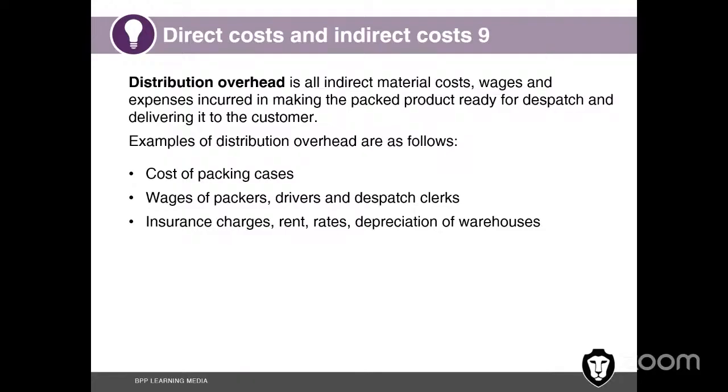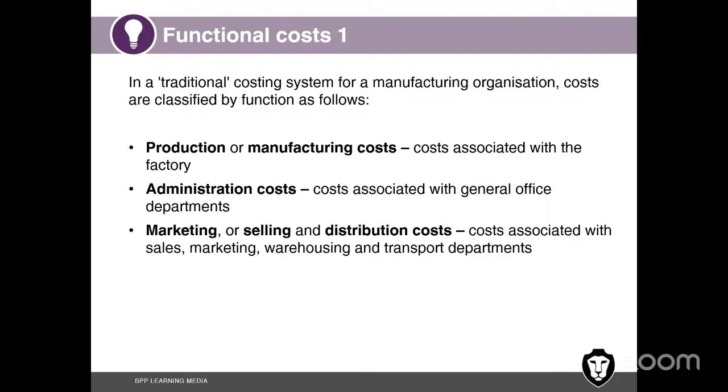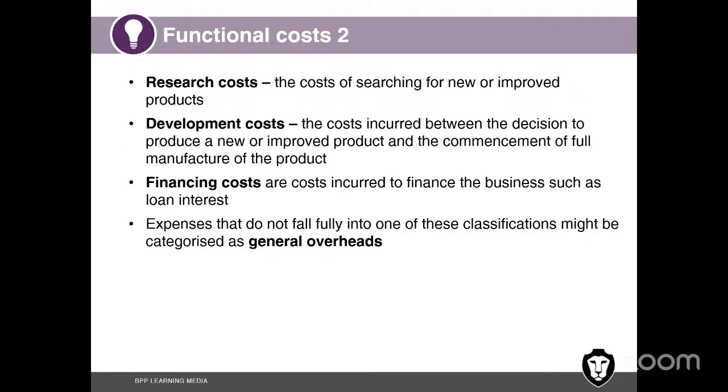So now that we have gone through direct costs and indirect costs, the other type of cost you might hear is what we call functional costs. In a traditional costing system, you're basically going to have production or manufacturing costs, administrative costs, marketing, selling, and distribution costs. You might also have research costs, development costs, finance costs, and general overheads. Those are what you call functional costs, the main categories of costs you might have in your trading and profit and loss or your income statement.